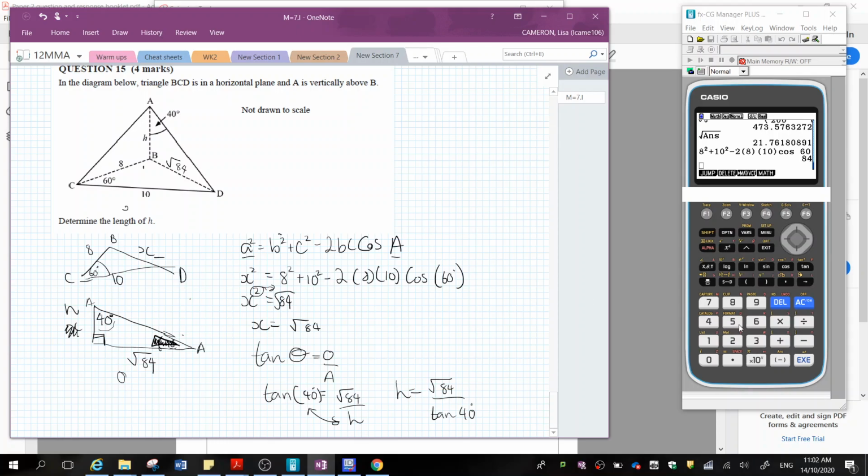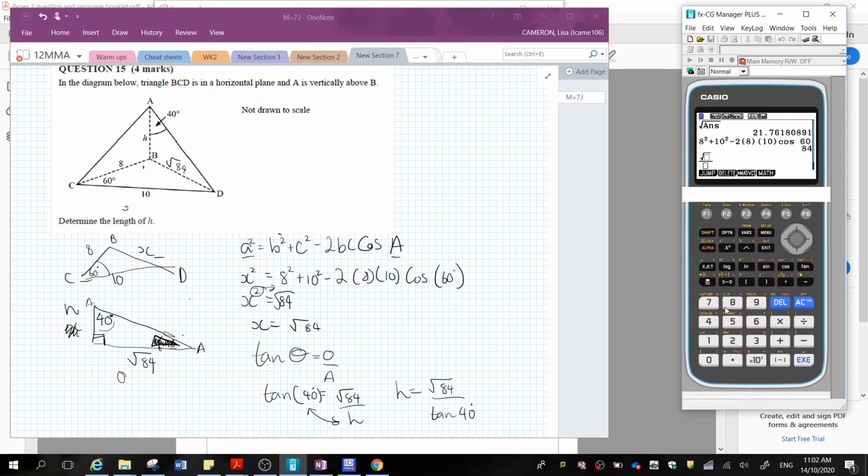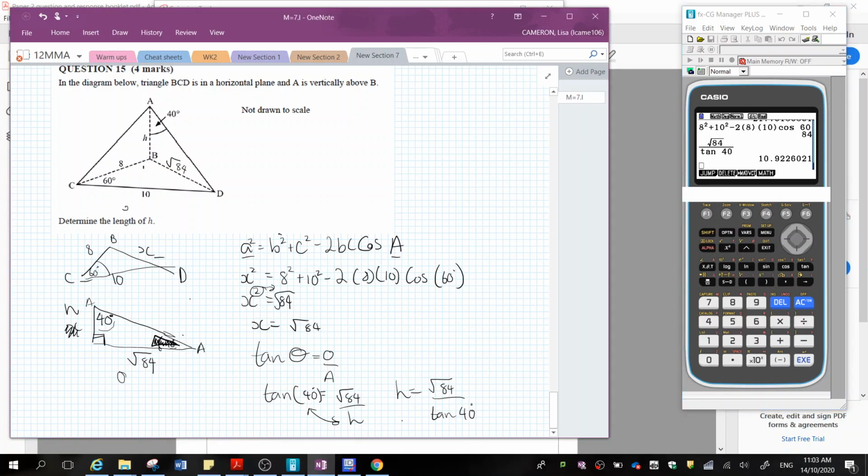Make sure your calculator is still in degrees. So I'm going to enter that in. Press execute, and there's my answer. So H equals 10.9, and we'll go to 2 decimal places because we're looking at a length. And does it tell us what unit we're using here? No, it doesn't. So we're just going to say units.